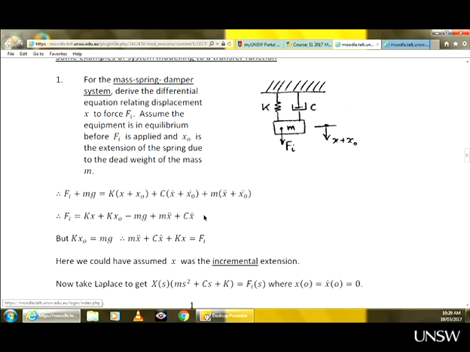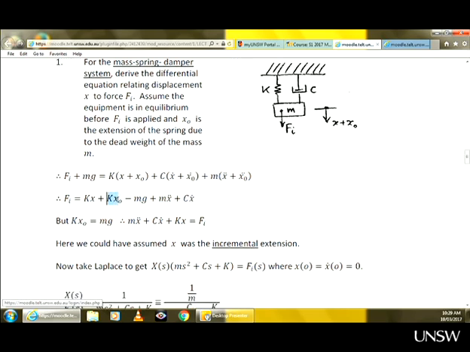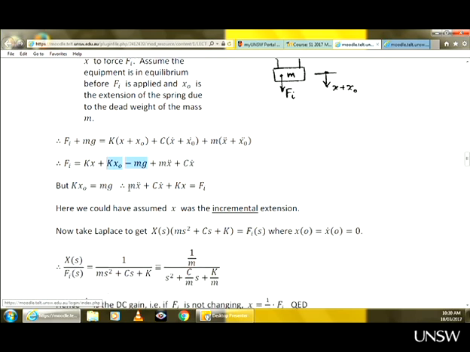But remember what kx naught was. Kx naught equals mg. mg was the initial force, the weight of that block that resulted in the extension of x naught. So mg equals kx naught. So you can very easily get rid of these two terms. So this is the differential equation describing this system.